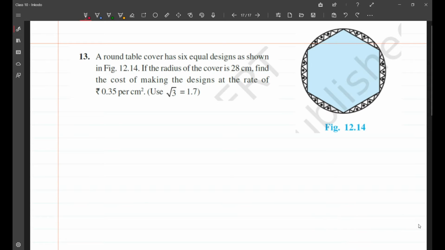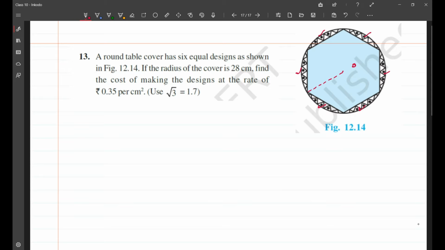Let's see question number 13. A round table cover has 6 equal designs, this one: 1, 2, 3, 4, 5 and 6. If the radius of the cover is 28 centimeter, find the cost of making designs at the rate of rupees 0.35 per centimeter square. Here I am taking the center as O and I am drawing radius.